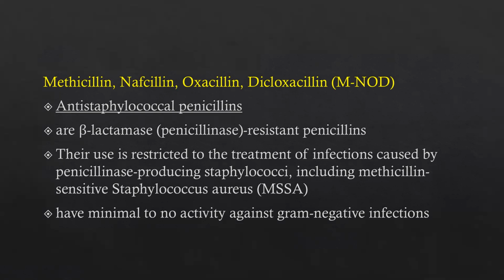Okay, so next generation of penicillins we have what we call the anti-staphylococcal penicillins. So they are methicillin, nafcillin, oxacillin, and dicloxacillin. So I give a mnemonic, MNOD, para mas mabilis memorize. Okay, so we have methicillin, nafcillin, oxacillin, and dicloxacillin. So these anti-staphylococcal penicillins are beta-lactamase or penicillinase resistant penicillins. Okay, so they are not affected by the enzymes produced by bacteria, specifically beta-lactamase enzymes.